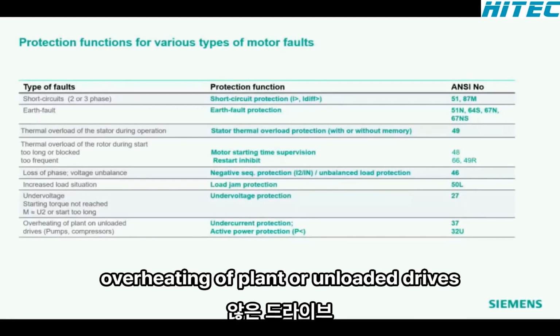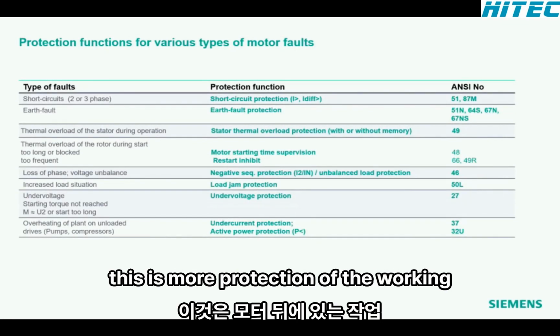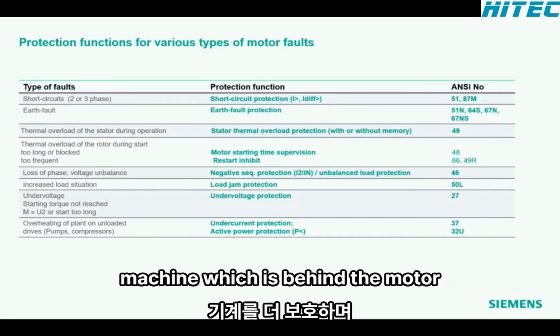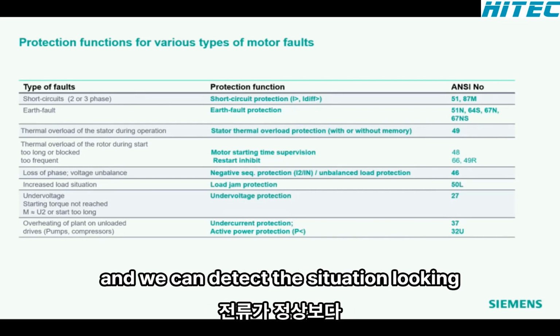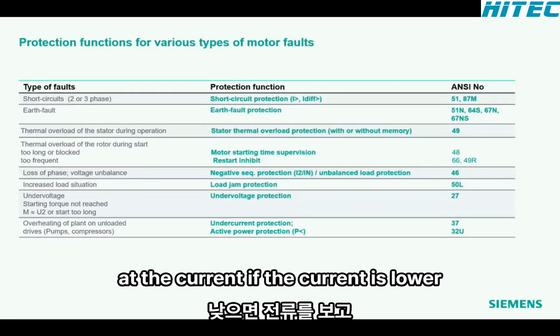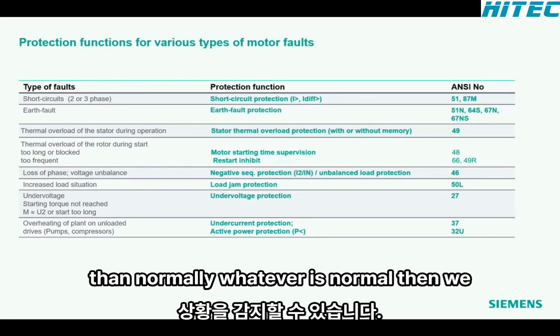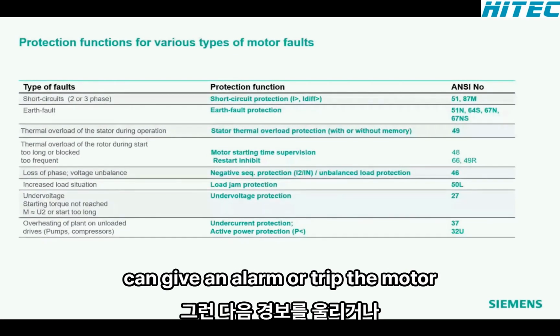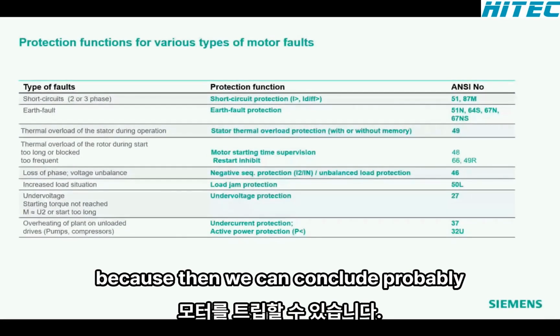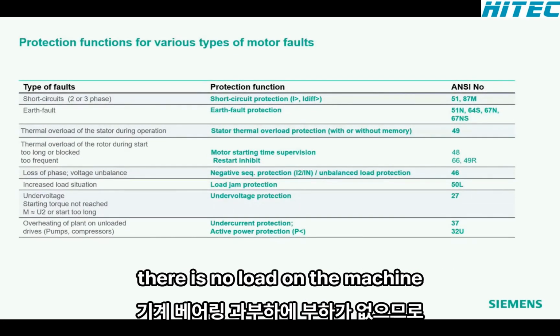Overheating of plant or unloaded drives. This is more protection of the working machine, which is behind the motor. And we can detect the situation by looking at the current. If the current is lower than normal, whatever is normal, then we can give an alarm or trip the motor, because then we can conclude there is probably no load on the machine.